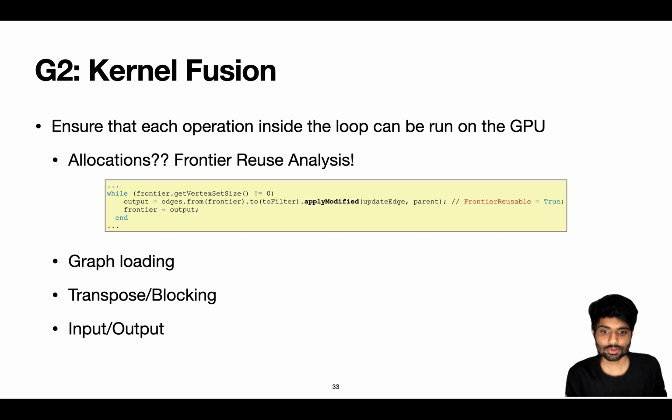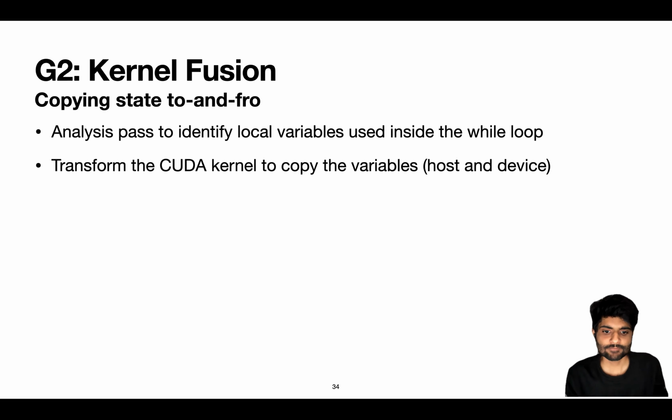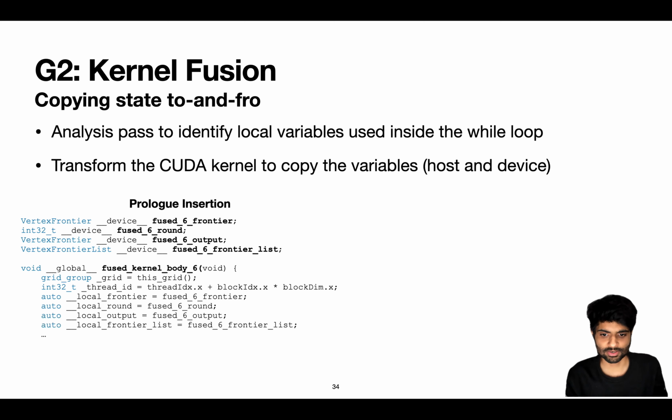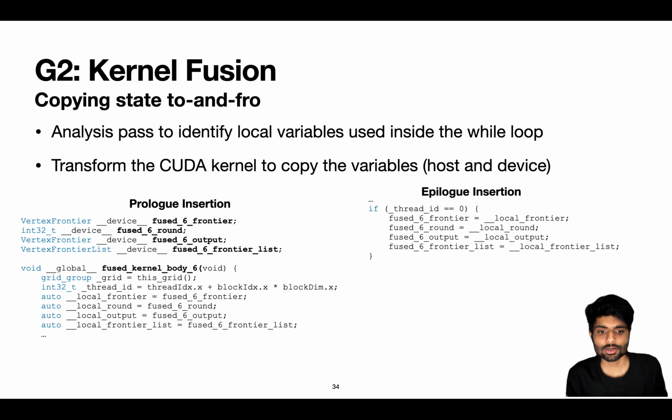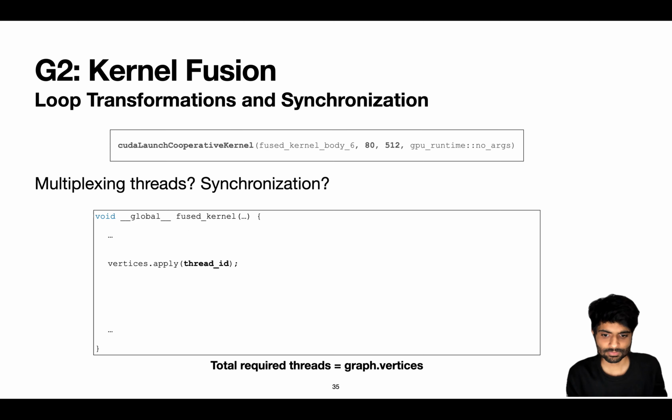We also ensure that the loop doesn't have any I/O, graph loading, or graph transformations because these cannot be performed efficiently on the GPU. On identifying an ideal candidate for Kernel Fusion, we move the while loop to a separate CUDA kernel. We also insert prologue and epilogue in the generated CUDA kernel to copy local variables from the main function to the GPU from the CPU. We also insert calls to CUDA memcopy on the host side to assist with these copies.